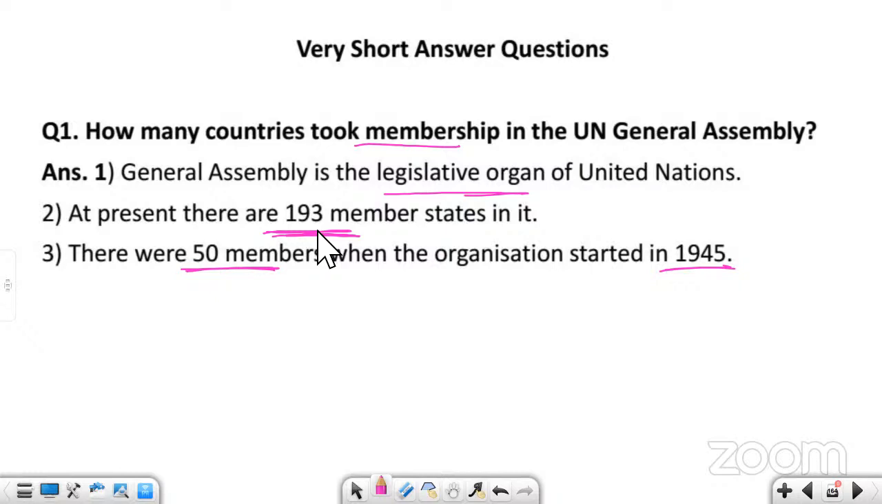Am I clear with the first question? Simple, three sentences. General Assembly is the legislative organ. It has got 193 member states in it. It was started in 1945 with 50 members. Okay. Next.